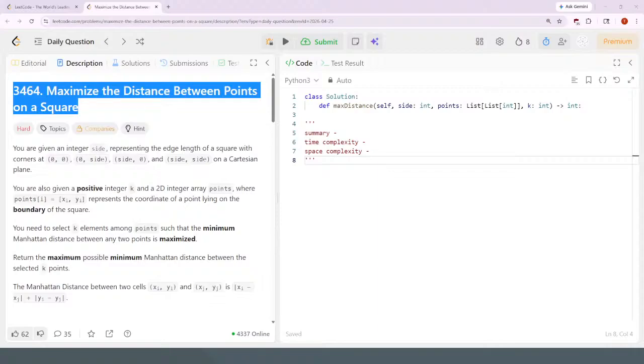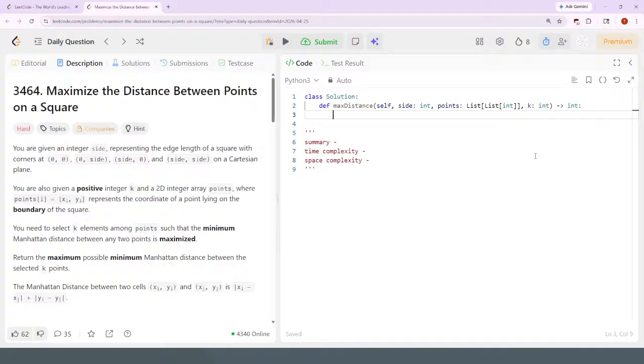Alright, let's see. Looks like maybe I won't reach double digits in my streak. Unless I conquer this hard. Maximize the distance between points on a square.